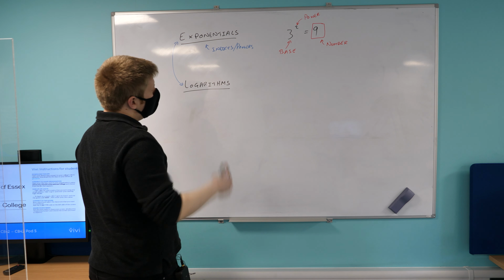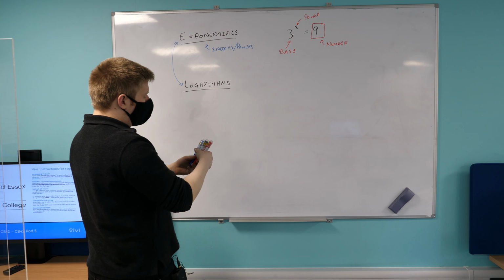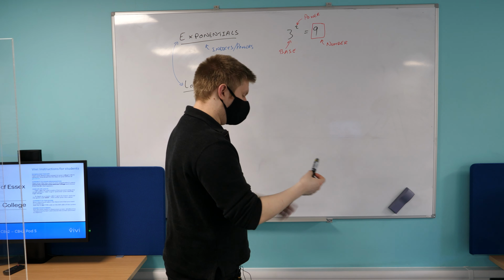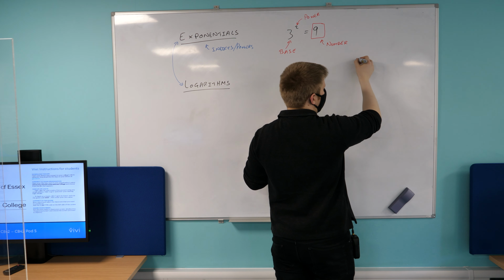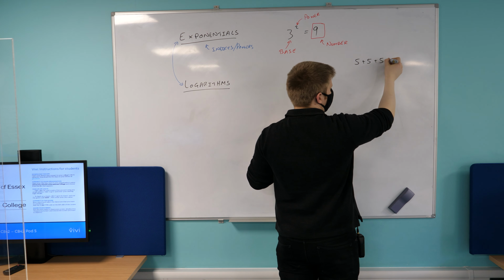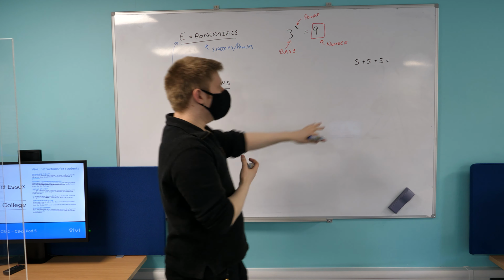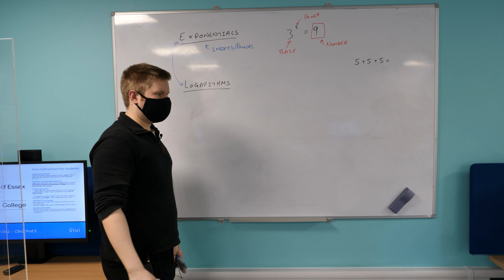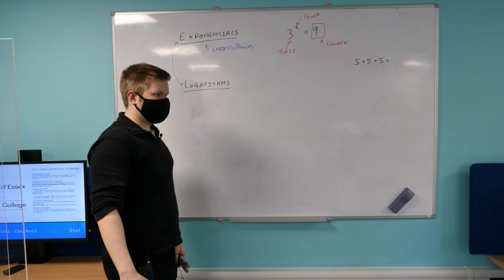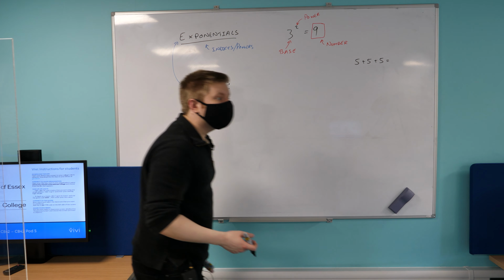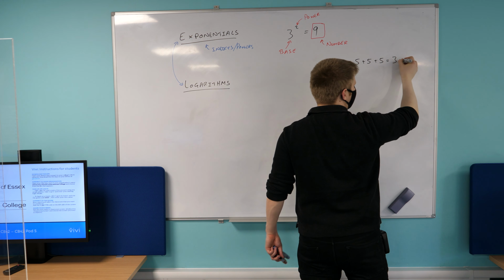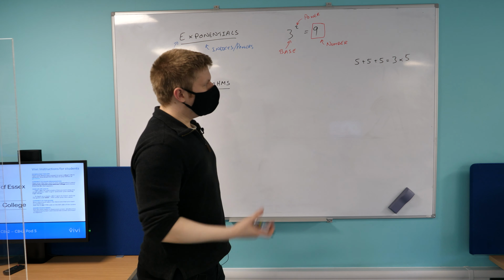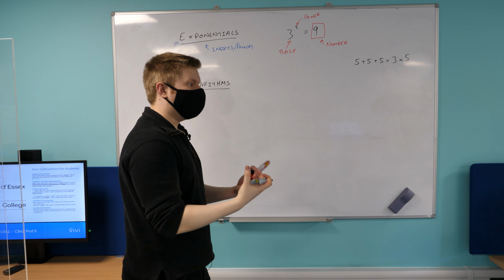By the way, are you happy that an exponential is effectively a shortcut? If I write something like this down, 5 plus 5 plus 5, what would the shortcut of this be? I wouldn't write down 5 plus 5 plus 5. How else could I write it? How many 5s? Yes, absolutely. Sorry, I interrupted you there. Yes, because you've got 5 being added to itself 3 times. So multiplication is a shortcut for repeated addition.